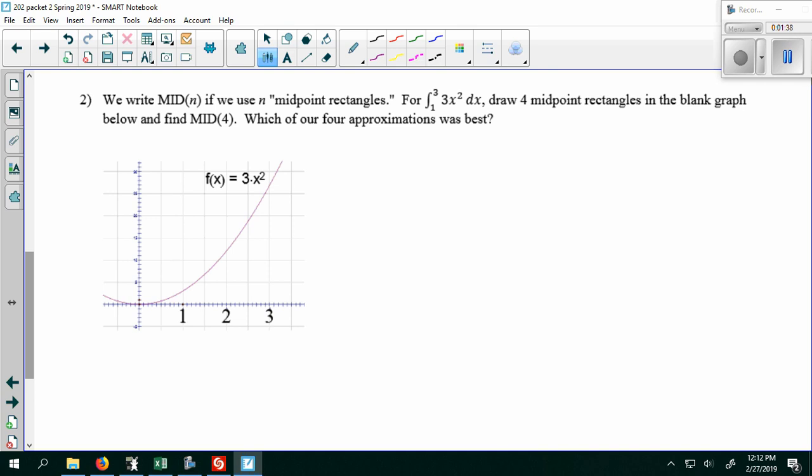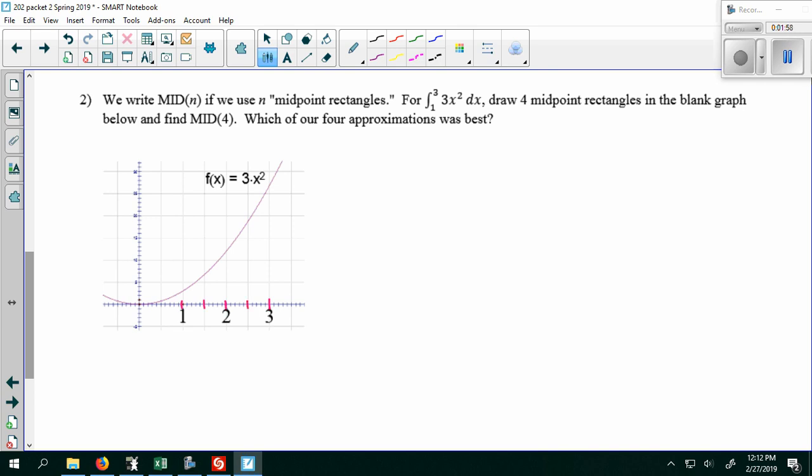So mid-n also uses rectangles, but it determines the height of the rectangle at the midpoint of each interval. So I'm going to calculate mid 4 here. I have to go from 1 to 3. So here's 1 to 3. Break it into 4 intervals.